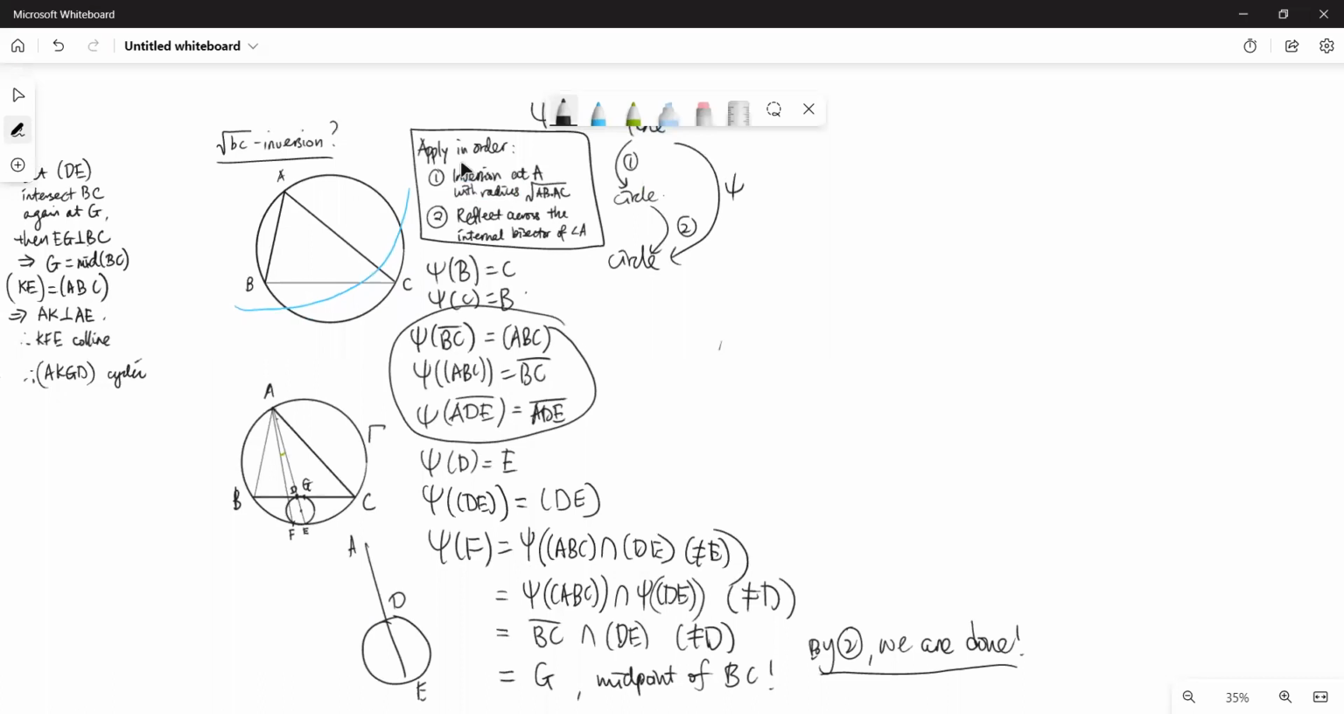But still some properties still apply. For example, if they intersect, then in the image, they also intersect. Well, I mean the shapes. And you can use what you learn from inversion to discover new properties of the square BC inversion transformation.